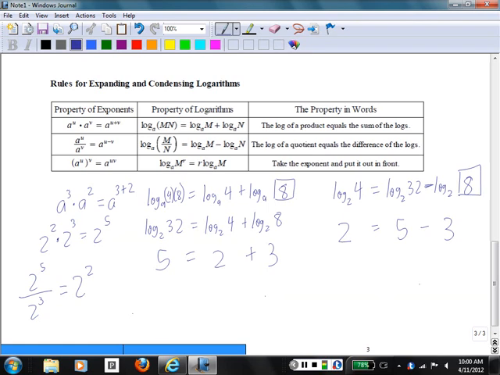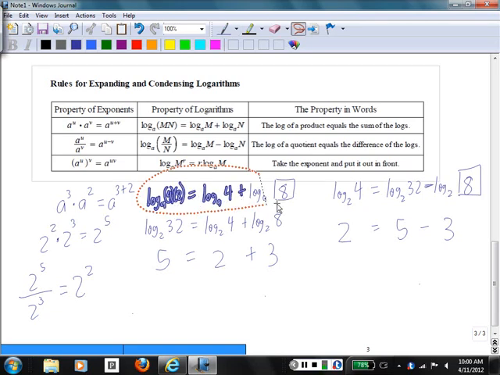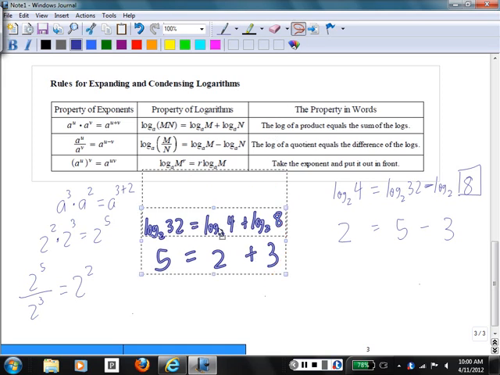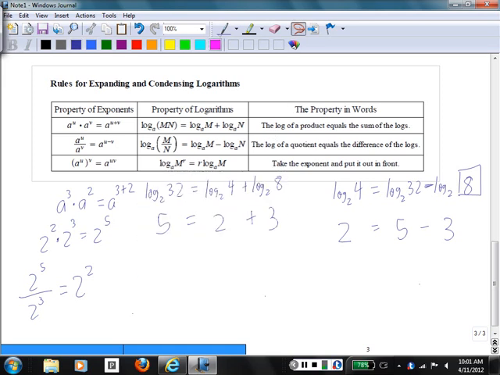Final property, and the third on this list: log base a of m to the r power equals r times log base a of m. Now this works whether or not r is a whole number, but I think it's real easy to illustrate if we use an example where r actually is a whole number. Let me give myself a little bit of room to do this. Suppose we say log base 2 of 4 cubed.